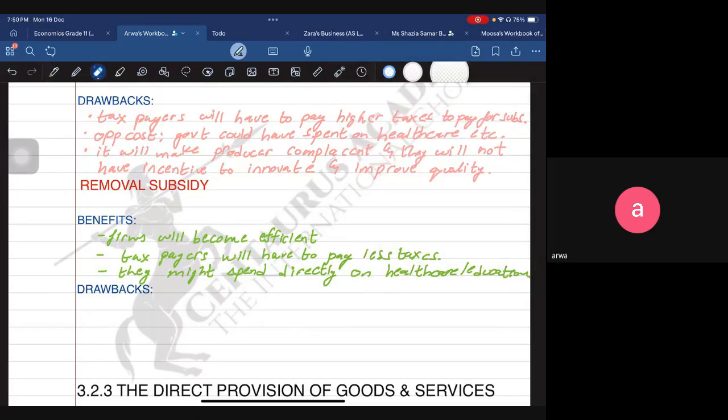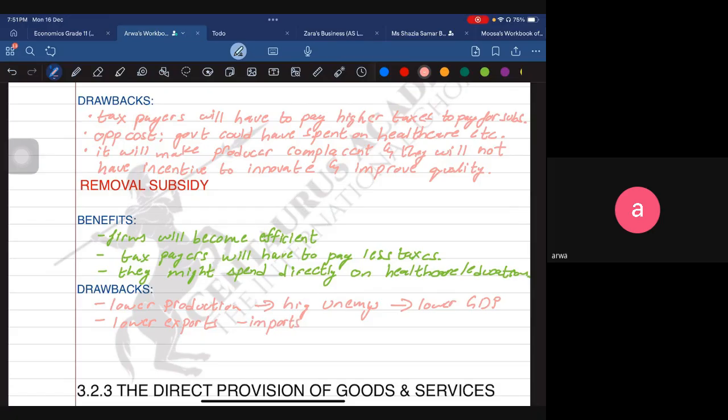Okay, the drawbacks of removing a subsidy are that there can be lesser production if the producers themselves don't have that budget. So employment can decrease, unemployment can increase, GDP can decrease. There can be a deficit in the balance of payments because they will have to import more, like raw materials or even finished products. Even the consumers themselves can start to import more because the producers don't have that incentive to decrease prices, as they also have higher costs. So the domestic prices might be a bit high for them.